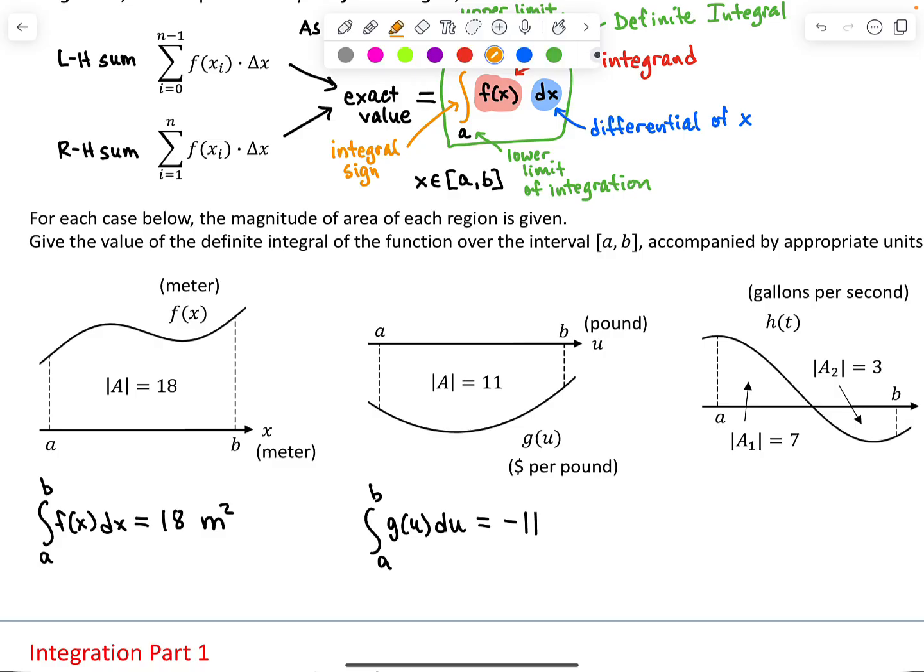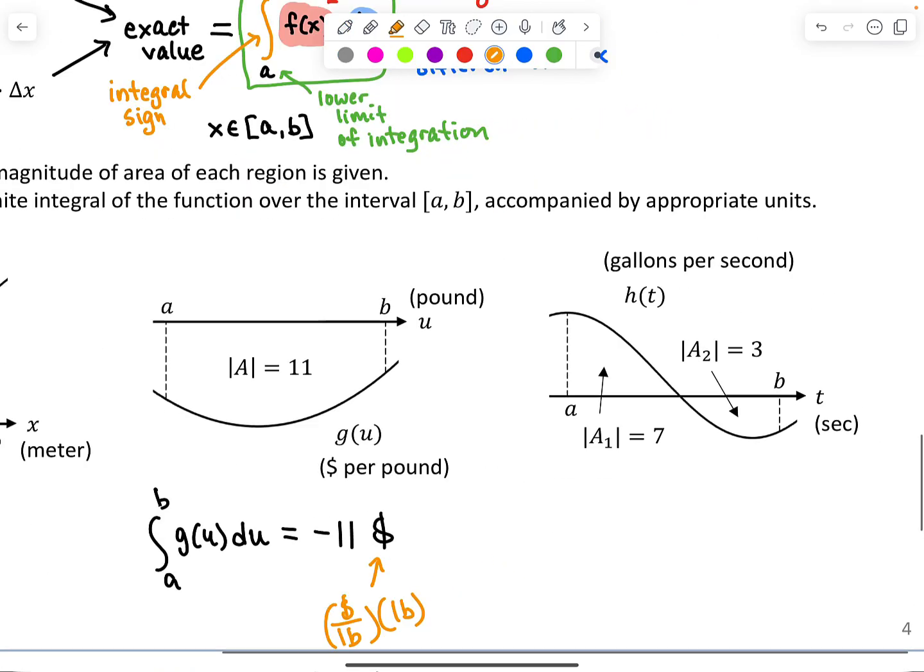And then the unit will be the unit of the independent variable times the unit of the dependent variable. So when you do dollars per pound times pounds, you get dollars. This parallels the velocity scenario where the change in monetary value was a decrease by $11. More on that in the next lecture.